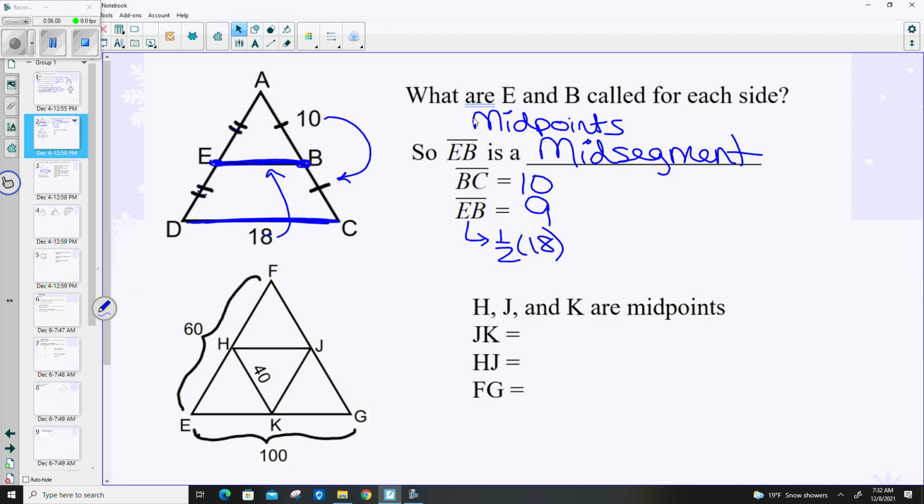Which should help us on this next one, where we have H, J, and K are all midpoints, which tells me HJ is a what? If H and J are midpoints. Mid-segment, absolutely. So is JK, so is HK. So we have 3 mid-segments in the middle there. I want to know how long JK is. So what is JK parallel to? Which side of the big triangle? EF. So then, how do we get JK's length? 60 divided by 2. So JK is 30.